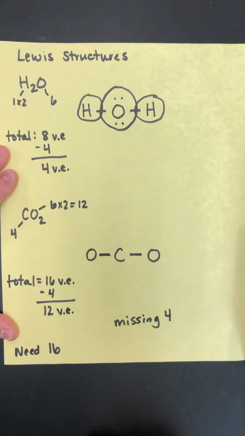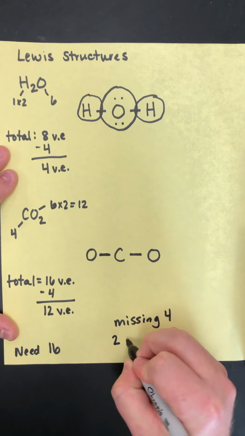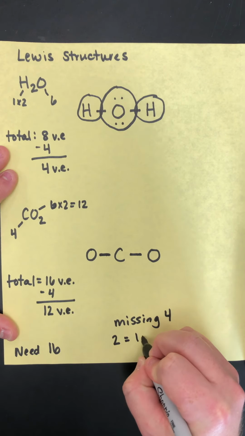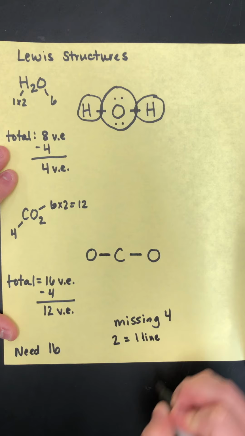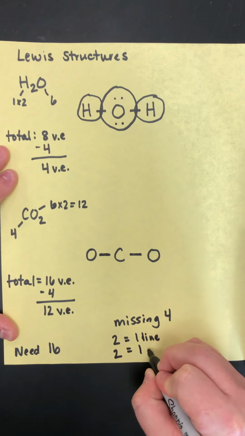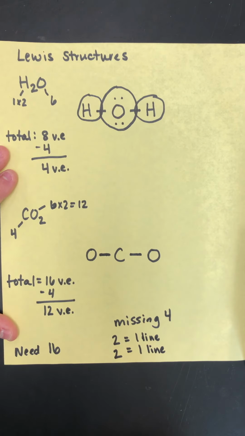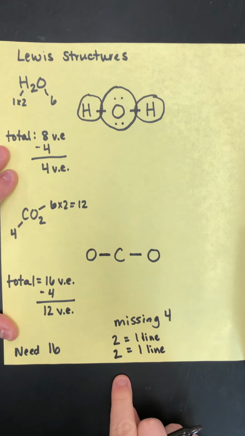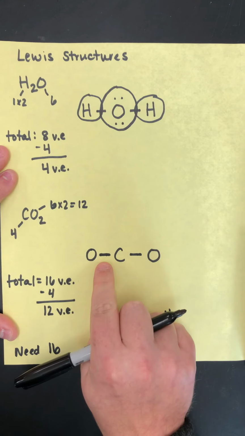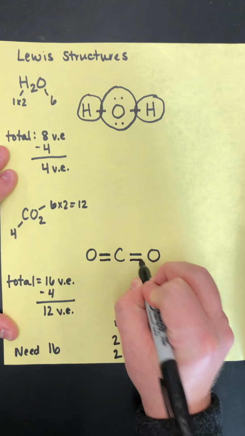Here's how you decide how many lines to add. Since I'm missing 4, for every 2 that you're missing, you would add 1 line. So since I'm missing 4, I would need to add a total of 2 lines when you add them symmetrically. So I'm going to put 1 here and another here.